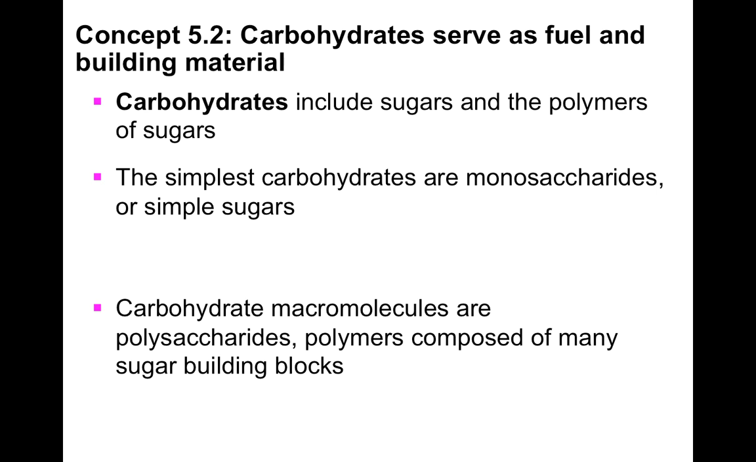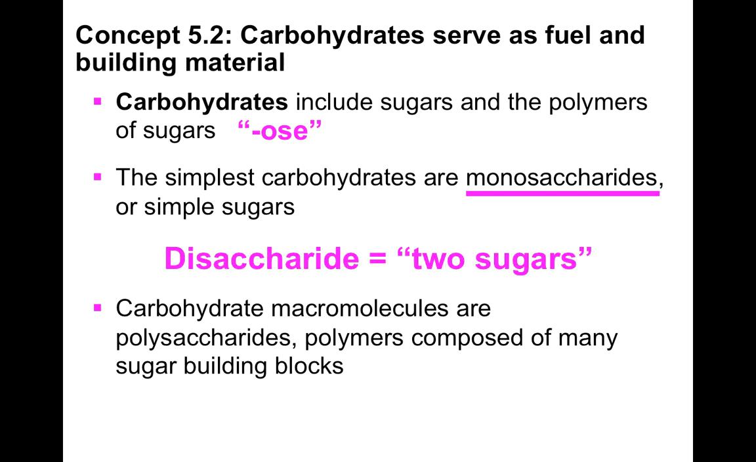Now that we have the basics down, let's start with the carbohydrates. Carbs are your sugars and your polymers of sugars. You've probably learned that most carbohydrates end in OSE, but there are always exceptions to the rule. The simplest sugar or monomer of a carbohydrate is a monosaccharide, which literally means one sugar. Monosaccharides serve as a source of fuel for cells and are also used as raw material for building larger molecules. 2 monomers can be joined together to form a disaccharide, literally 2 sugars. And many monomers can be joined to form a polysaccharide, again, many sugars.